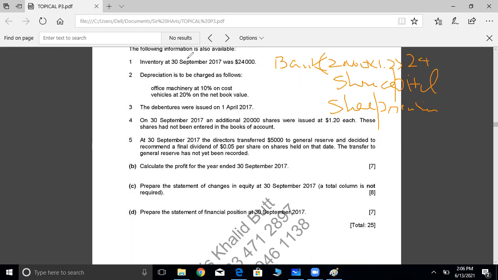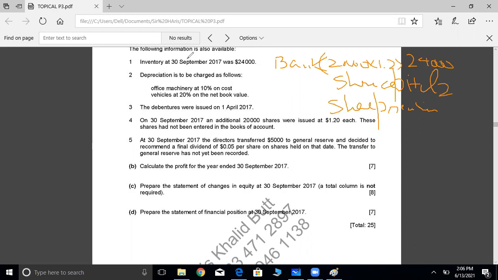Bank account is going to be debited. Then share capital is going to be credited because we are issuing the shares, and share premium is also going to be credited because the shares are issued at premium. So how many shares are issued? 20,000 shares at 1.2 will be the amount which you are going to write in the bank, because the shares are issued at a premium of 0.2. So the amount is 24,000 with bank.